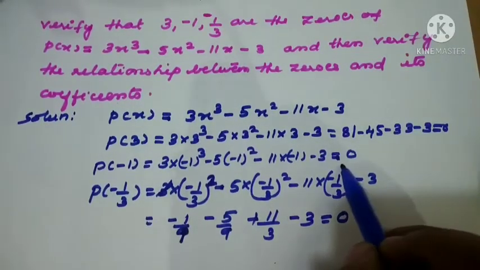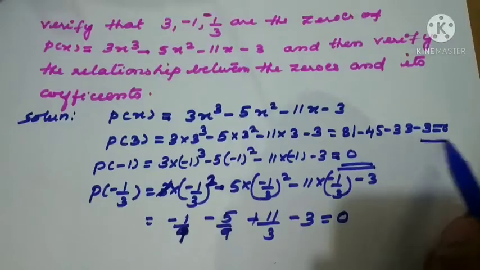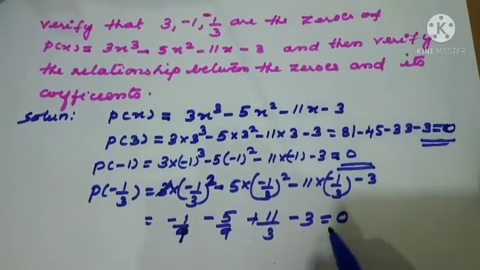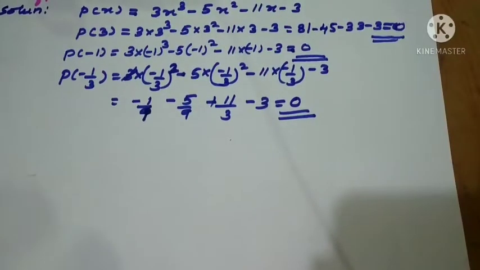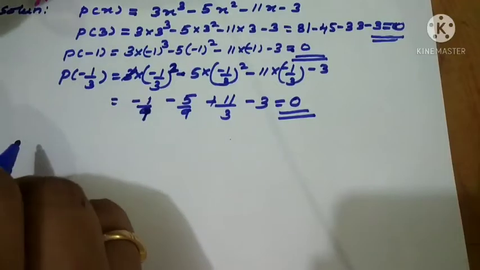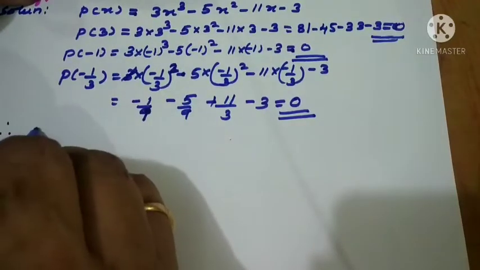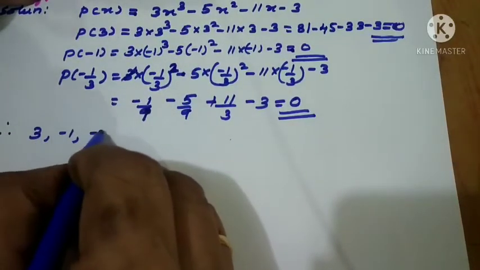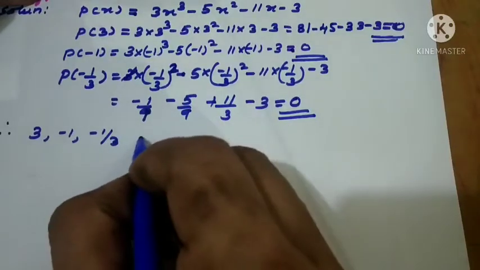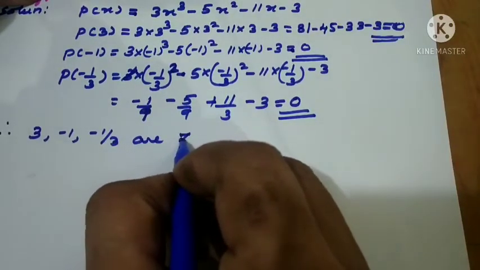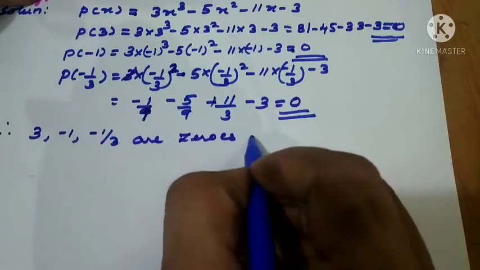So in all the three cases we got 0. So what is the answer now? We can write that 3, minus 1, minus 1 by 3 are zeros of P of x.